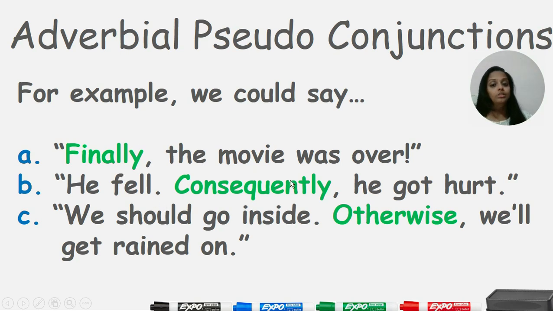Here are some examples. Finally, comma, the movie was over. He fell. Period. Consequently, comma, he got hurt. We should go inside. Otherwise, comma, we'll get rained on. Easy, right? So remember the rule.